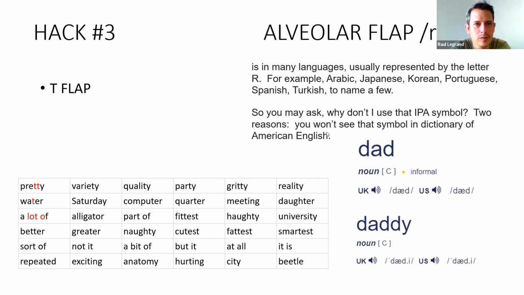Three, T or D between two vowel sounds. You pronounce it like an R. If you speak Spanish, Turkish, Arabic, Japanese, Korean, or Portuguese, we have that sound in our IPA phonetic symbols. So, for example, how do you pronounce this word? Pretty. And this one, meeting. And this one, daughter. That's perfect.